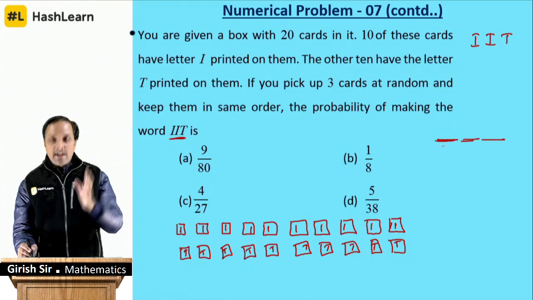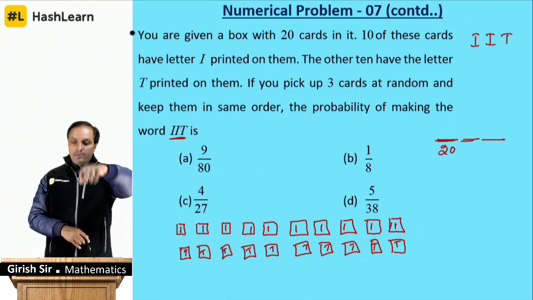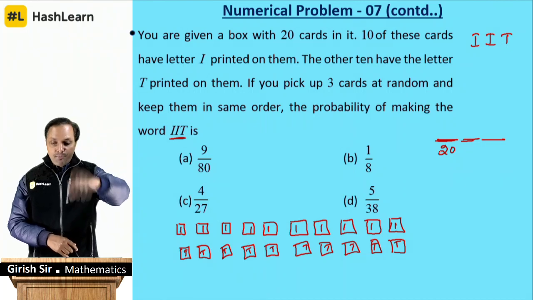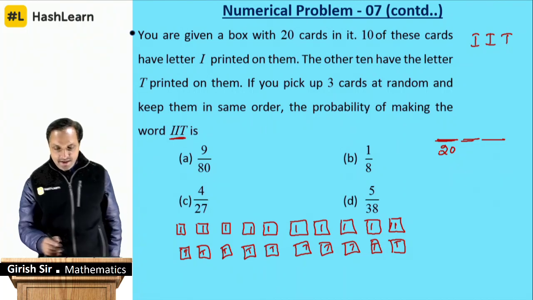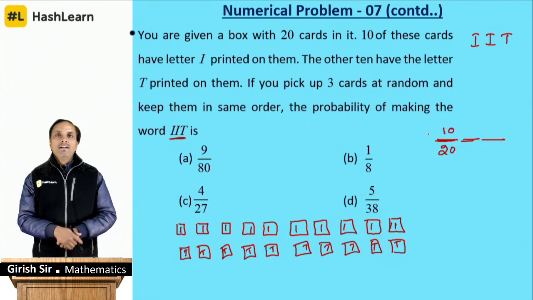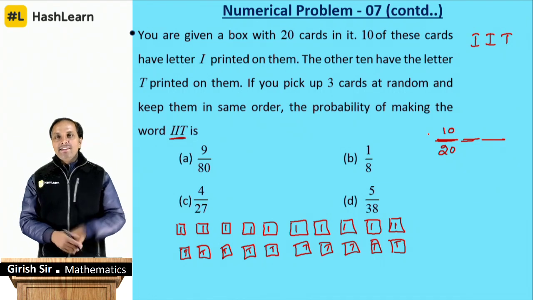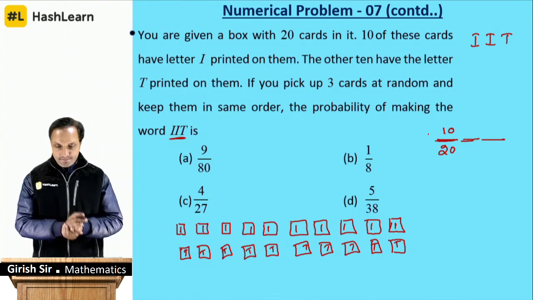यहाँ पे कितना cards है? You have total 20 cards. With that 20 cards, you need to pick I, because the first letter should be I. How many I's are there? So 10 I's are there. You are picking up. So you are filling I in the first blank. Okay, you have done it.